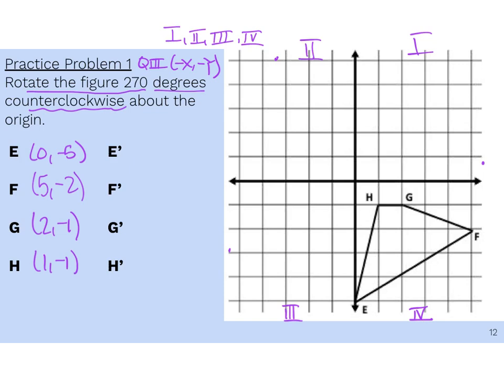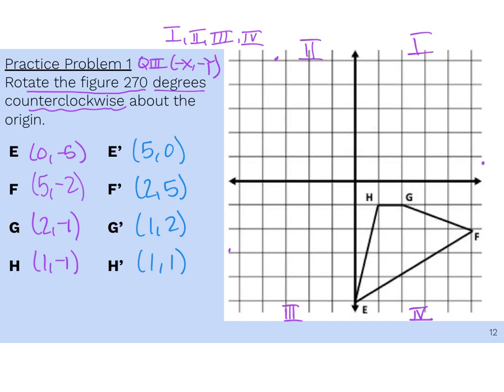X and Y switch. That's my first step. Don't even have to think about it. They switch places. Don't worry about the signs. So instead of (0, 5), it's now (5, 0). Instead of (5, 2), it's now (2, 5). Instead of (2, 1), it's now (1, 2). And instead of (1, 1), well, it stays the same.